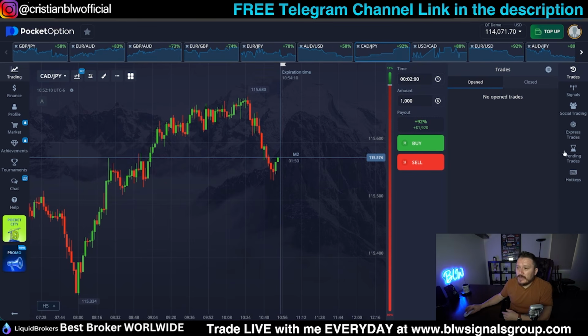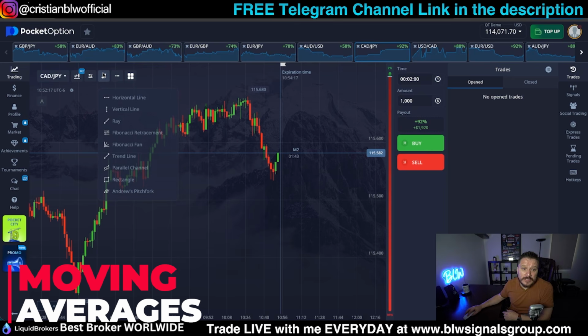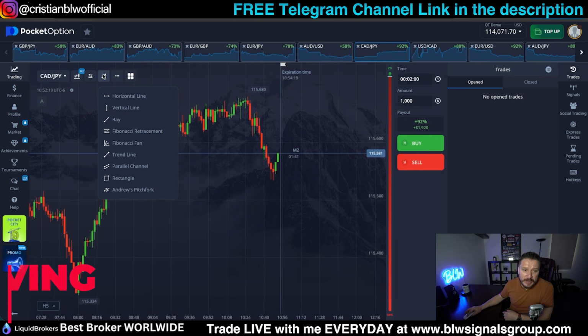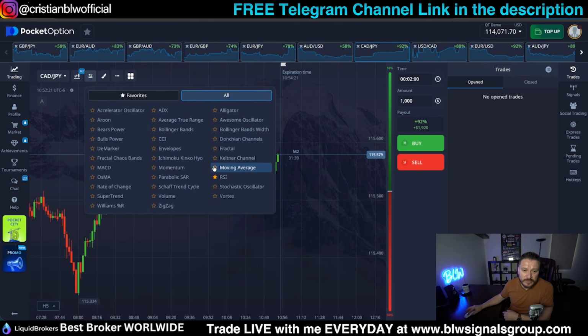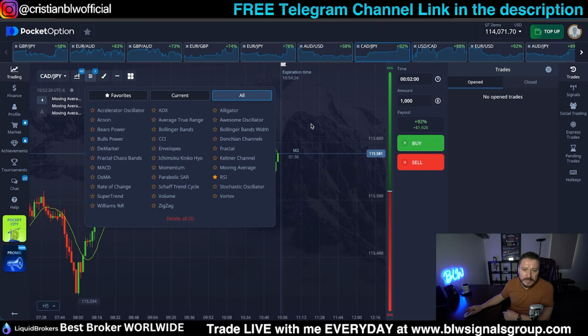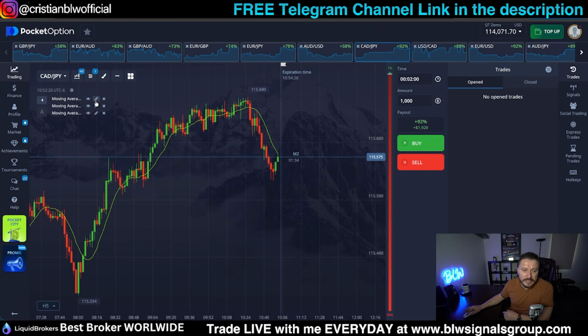2 minutes is going to be, and 2 minute the candlesticks as well. Now we're going to add a couple moving averages that are going to be the ones for the strategy. It's actually 3 moving averages. So you're going to go into the indicator section right here. You're going to click 3 times. There you go. You got 3 moving averages in this section.